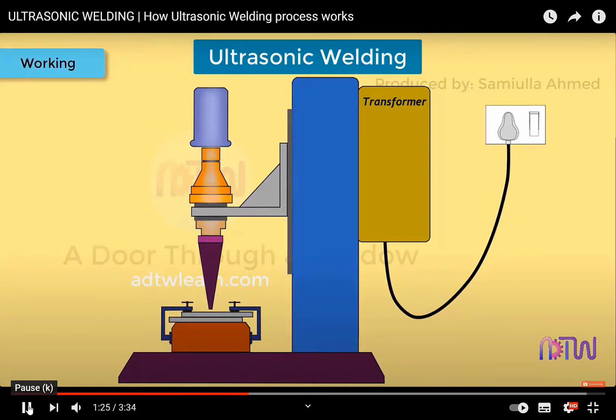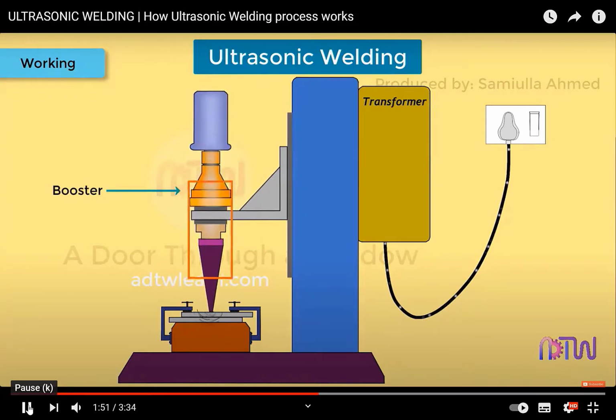Working. The parts to be joined together are held in contact with each other under pressure by using the press and fixtures. Then high-frequency electric signals are converted into high-frequency mechanical vibration with the help of a converter or transducer. Then it is fed to the booster, which amplifies the vibrational energy. This high-frequency vibrational energy is then transferred to the workpiece to be joined together with the help of a horn.